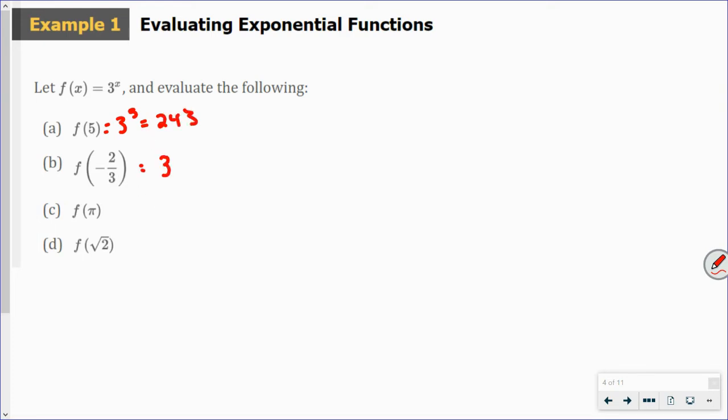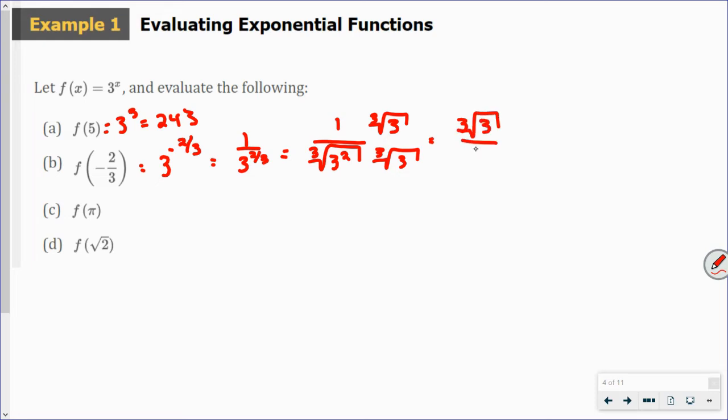In this case, I have 3 to the -2/3. Now, on this one, let's say they ask for the exact solution. Okay, well, negative exponent makes it a fraction. So we have 1 over 3 to the 2/3. I can turn this fraction into a radical. So that would be 1 over the third root of 3 squared. Now I can't have a radical on the bottom. I need a group of 3. I already have 2 of them. So we're going to multiply the top and bottom by the third root of 3 to kind of cancel that on the bottom. So I have the third root of 3 over 3.